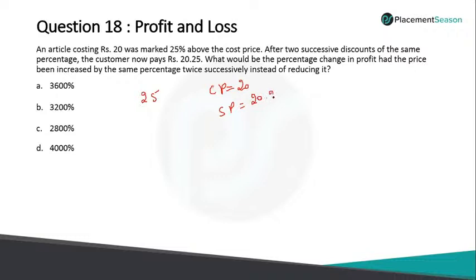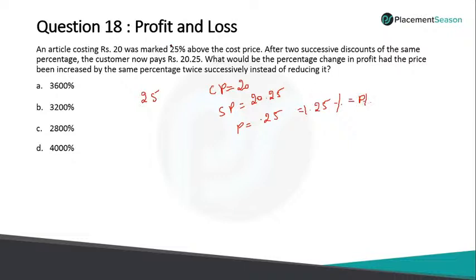So the cost price is 20, the CP is 20, the selling price is 20.25. The profit you got is 0.25. 0.25 is what percentage of 20? 1% of 20 is 0.20. So 0.25 is 1.25 percentage, which is the profit percentage.